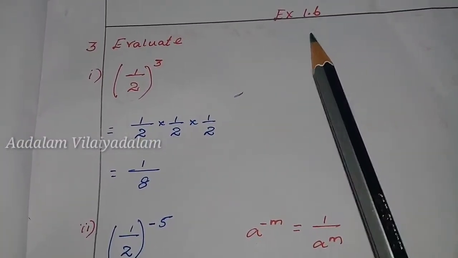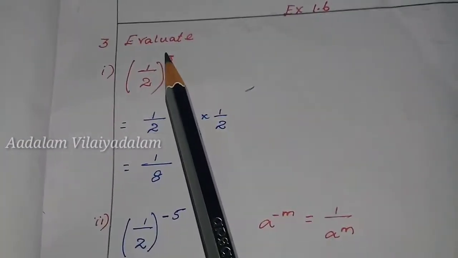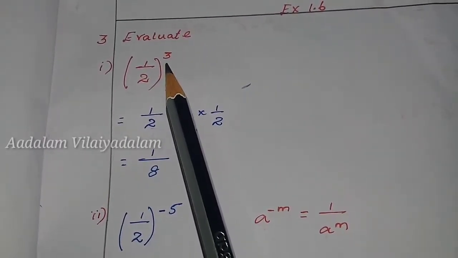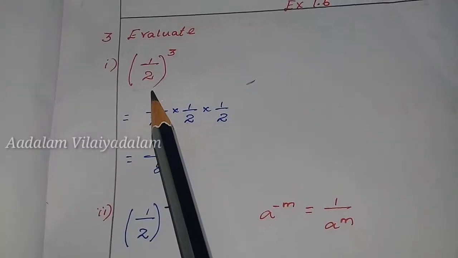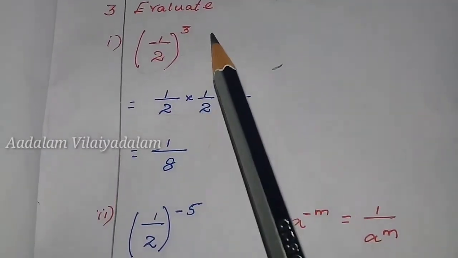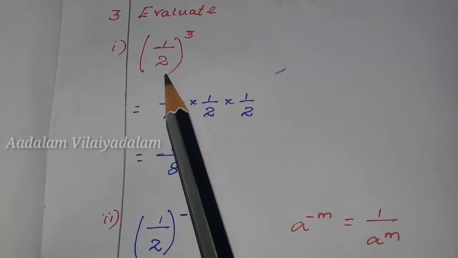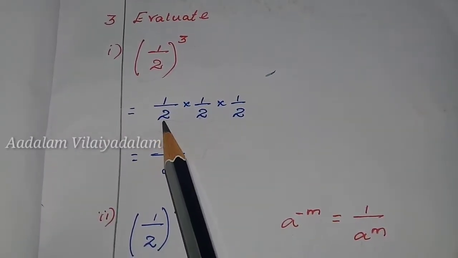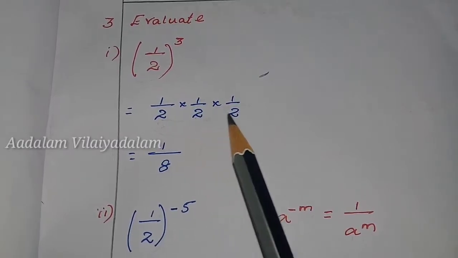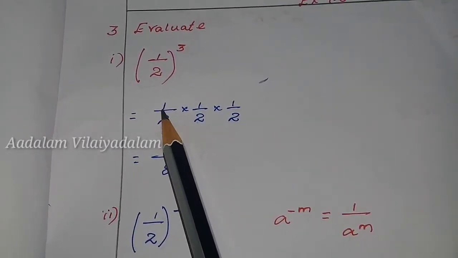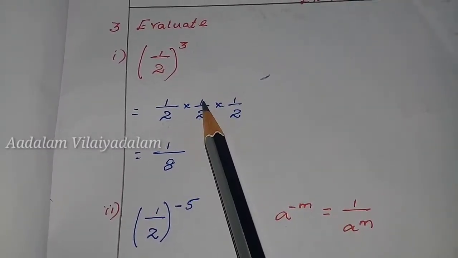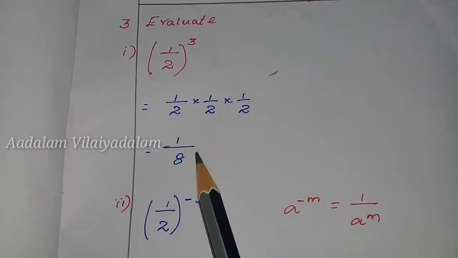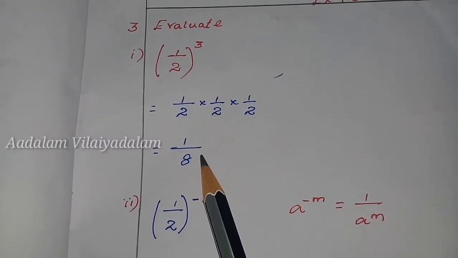Exercise 1.6, third question. Evaluate the first one: 1 by 2 the whole power 3. Here 1 by 2 is the base value and 3 is the power. So we have to write 1 by 2 three times: 1 by 2 into 1 by 2 into 1 by 2. Multiply the numerators: 1 ones are 1, again 1 into 1 is 1. In the denominator, 2 twos are 4, 4 twos are 8. So 1 by 8 is the answer.